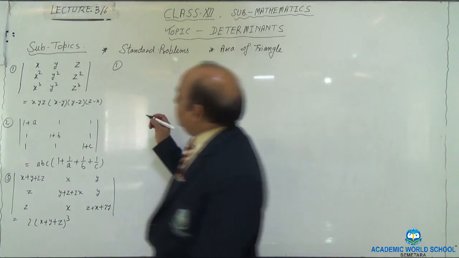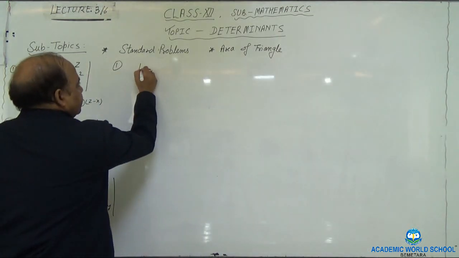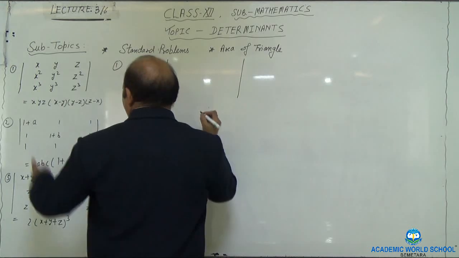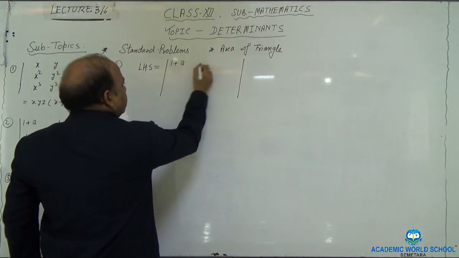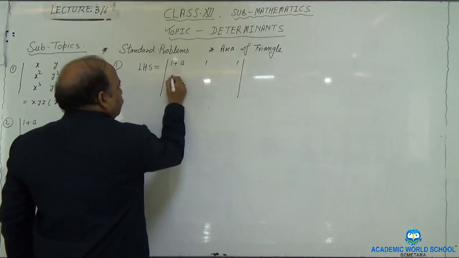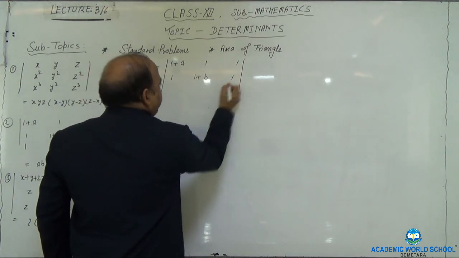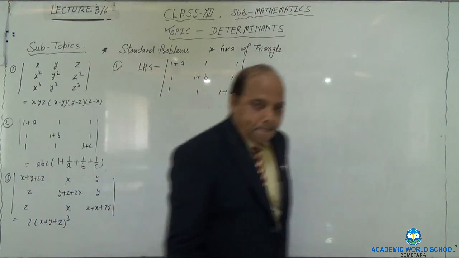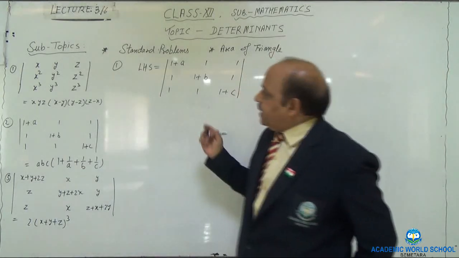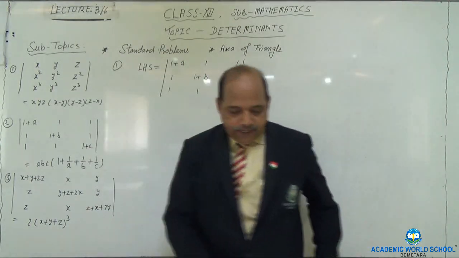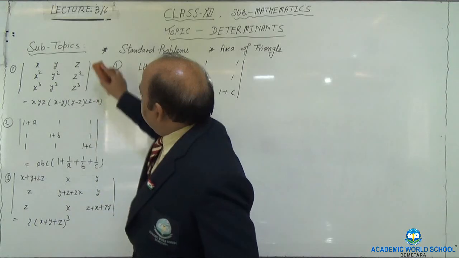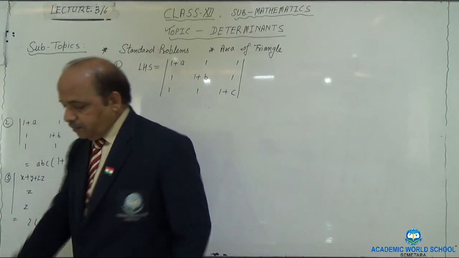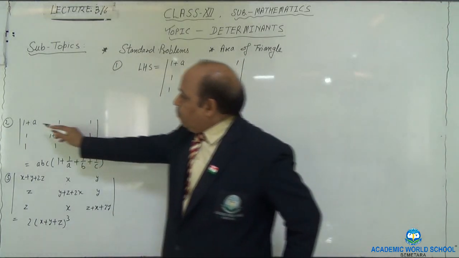In the second question, I am writing this left hand side once again. This left hand side says 1 plus A, 1, 1, 1, 1 plus B, 1, 1, 1, 1 plus C. Now, in this second question, we have already done the first question. We'll move further. Look at this. What do we have to prove?